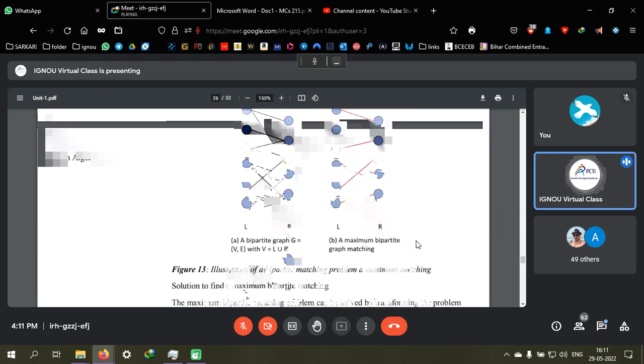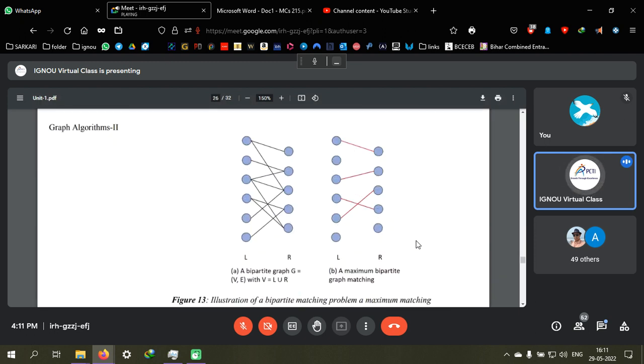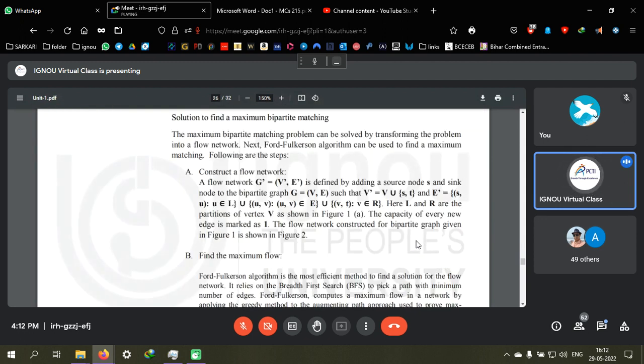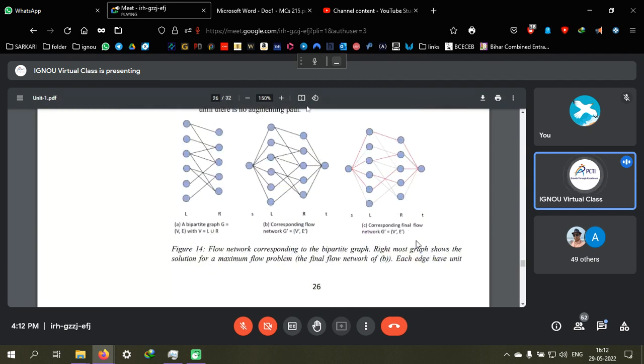For example, here we are. This is a bipartite graph on the left hand side, and here is a maximum bipartite graph matching. That means we need a particular graph where a particular node is not taken more than one time. The maximum bipartite matching problem can be solved by transforming the problem into a flow network. So here it is. We have a bipartite graph. Here is a flow network, and here is a corresponding final flow network.